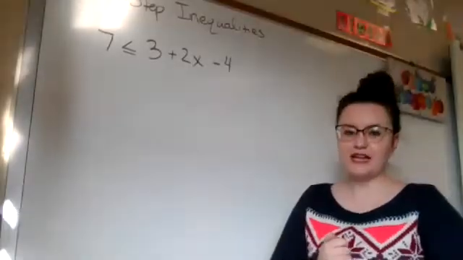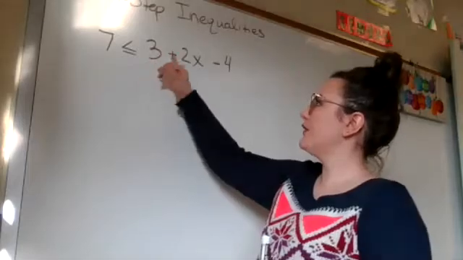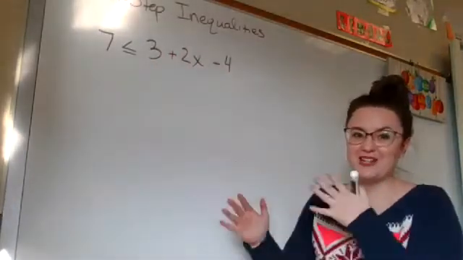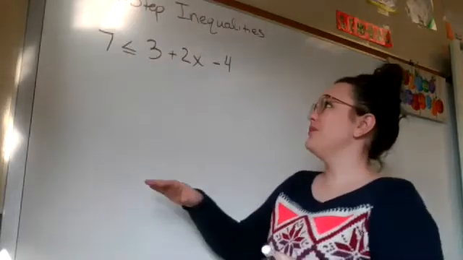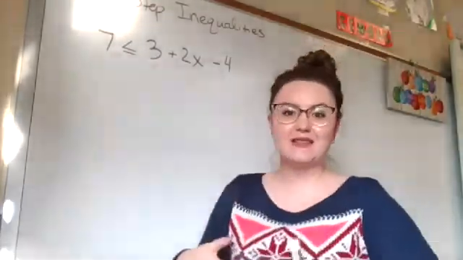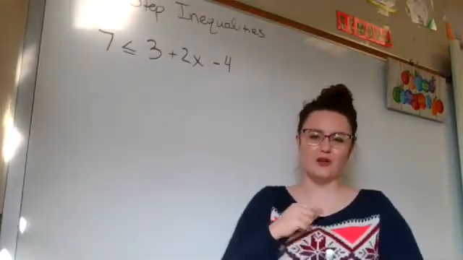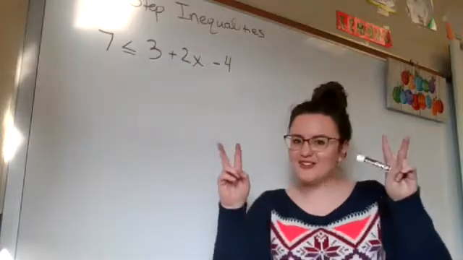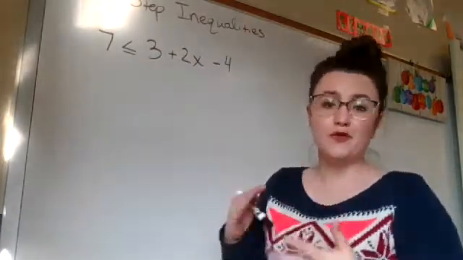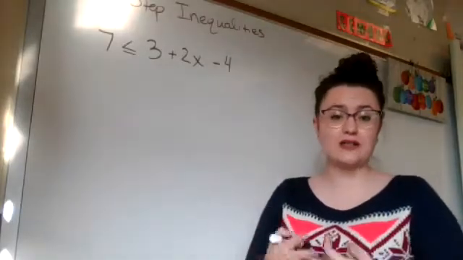Okay, here's another multi-step inequality problem. So I have 7 is less than or equal to 3 plus 2x minus 4. As soon as I look at this problem, I notice something weird about it, that my variable is actually on the right-hand side, which normally we don't like. We like our variable to be on the left. But this doesn't affect the way that I solve the problem. Just because the variable is on the wrong side, which doesn't really exist, but it's on the wrong side from what we're used to, some people freak out and they don't know how to do the problem. It doesn't affect the way that we follow our steps, okay?